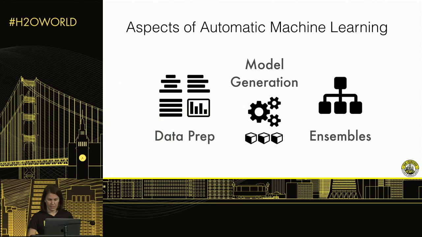Okay, so this is just kind of an overview of things that we can automate in machine learning. So essentially, as a data scientist, your job is to prepare the data so that you can do modeling. So that might include all sorts of things, which I'll go into more detail on the next slide.